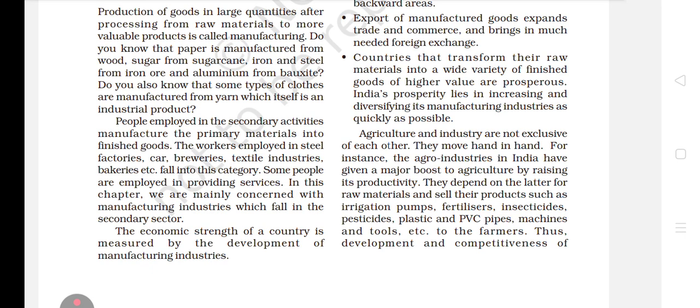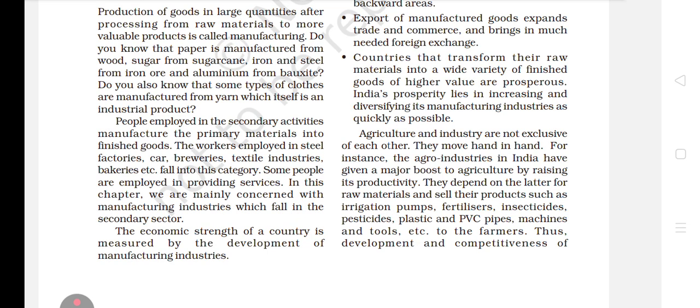So now what is written? That people who are employed in secondary activities. What are secondary activities? Secondary activities are activities related to manufacturing, etc. So people who are engaged in these types of secondary activities manufacture the primary materials. Primary materials means raw materials. You can write that primary material refers to raw materials. Now see, raw materials into finished goods. So people employed in secondary activities manufacture primary materials into finished goods.